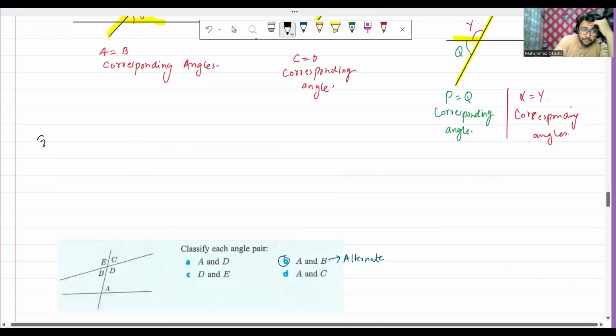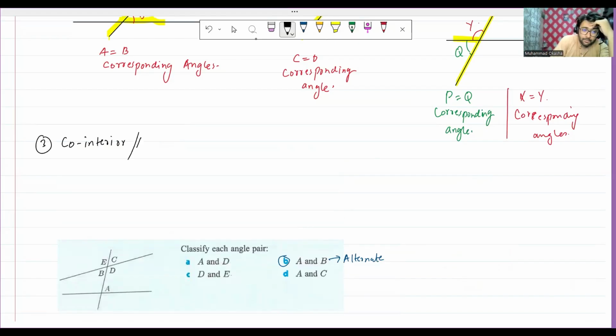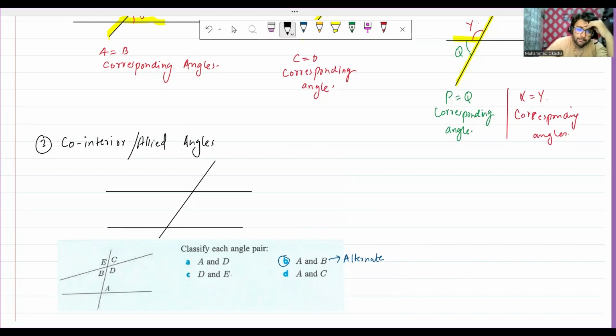Co-interior or allied angles. Now this is different. They're angles on an F, but a little differently than you would expect. So let me name a few angles here. If this is angle A and this is angle B, they're equal to each other because they are corresponding angles, right?